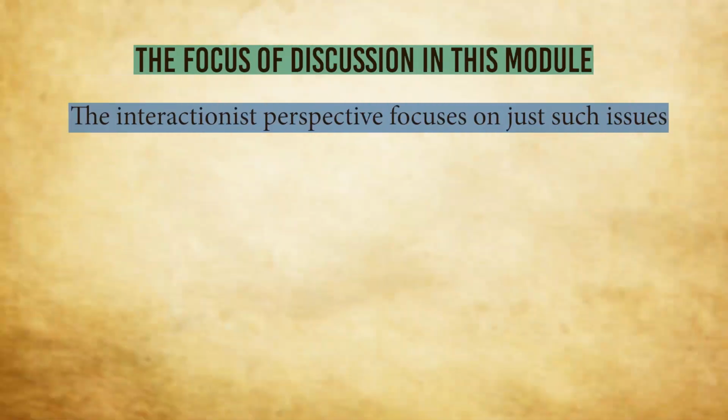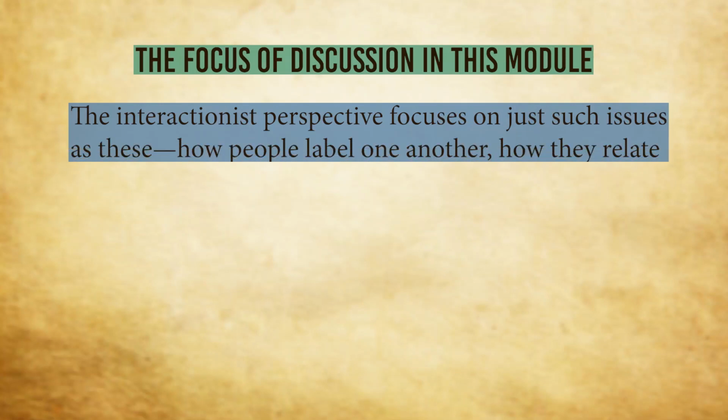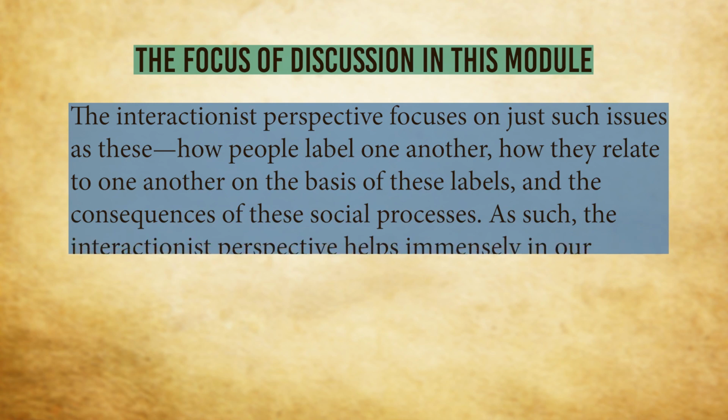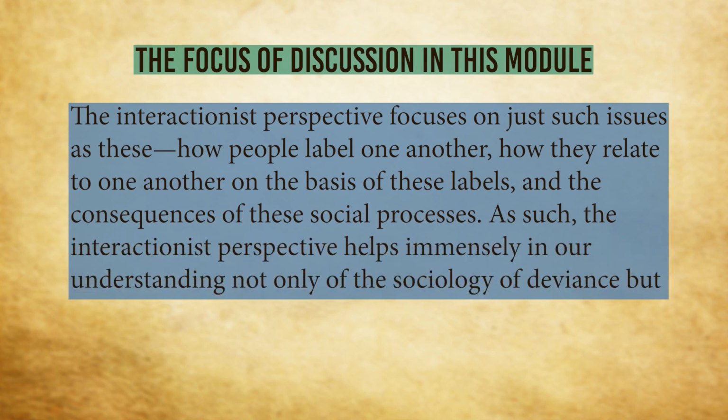The interactionist perspective focuses on just such issues: how people label one another, how they relate to one another on the basis of these labels, and the consequences of these social processes.